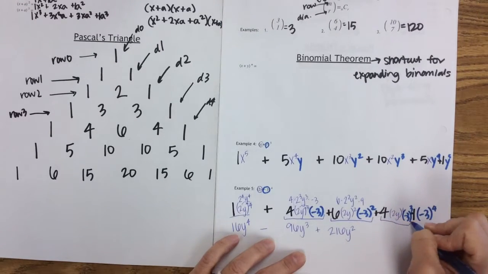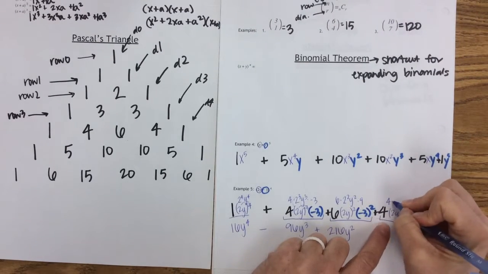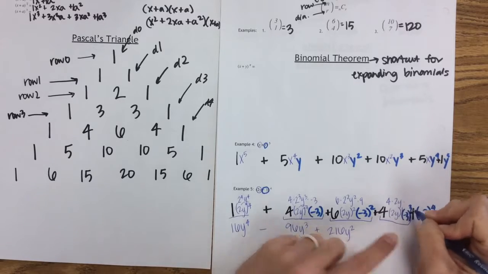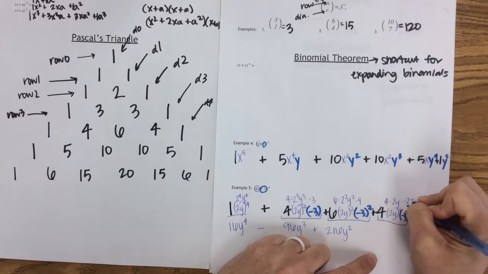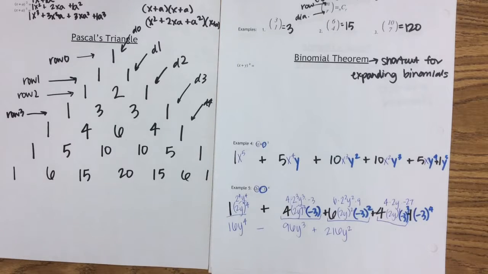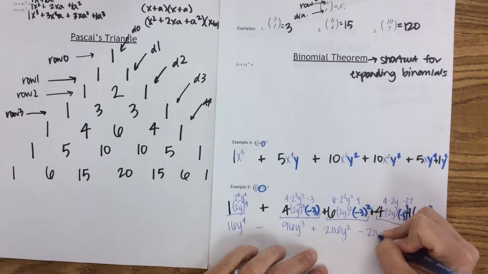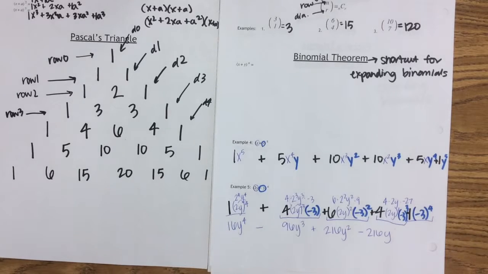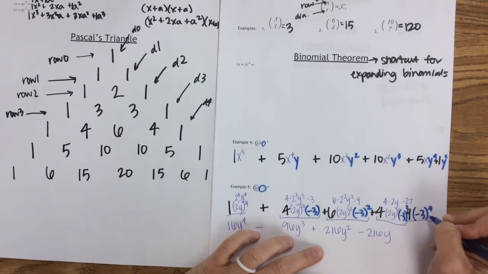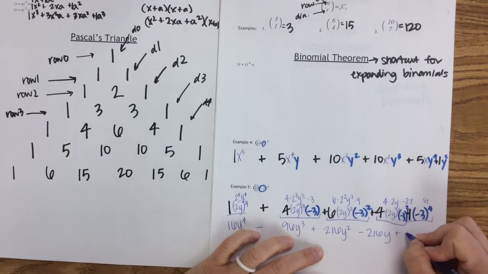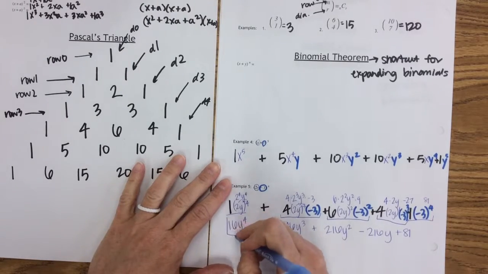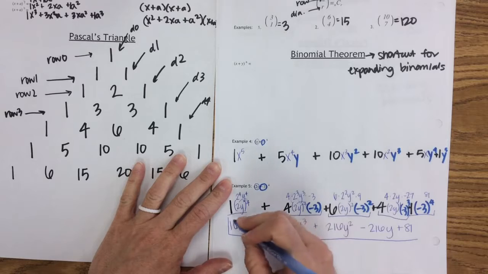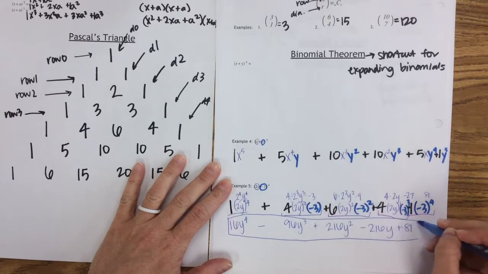All right. Next I have a 4 and a 2y and a -3 cubed. -3 cubed is -27. So I've got a 4 times 2 times -27. That would be -216y. And last I have 1 times -3 to the 4th power. 1 won't change it. -3 to the 4th power is 81. So when I'm done simplifying, this is what it ends up looking like.